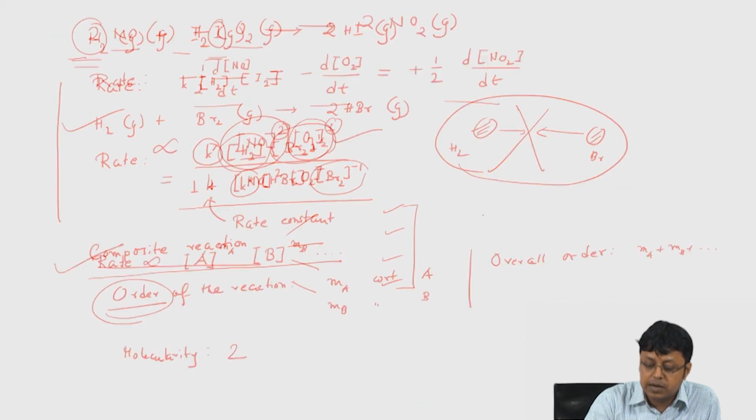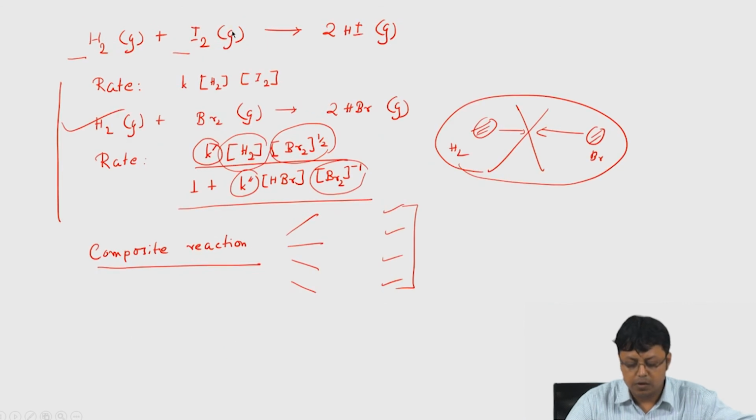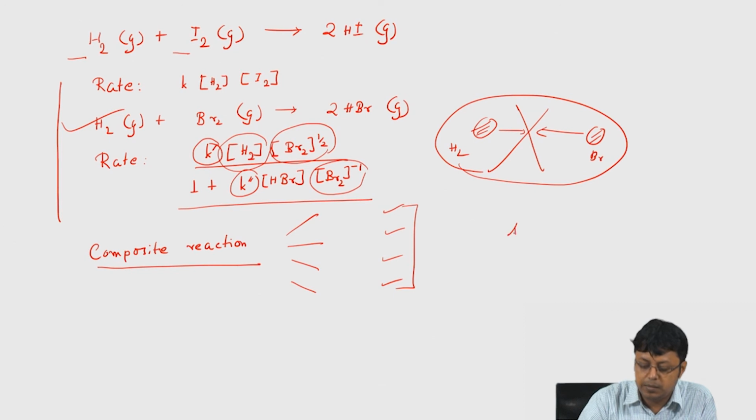Now, for an elementary reaction, suppose we have this condition, we already talked about it, that a composite reaction can be thought of as made of many elementary reactions.